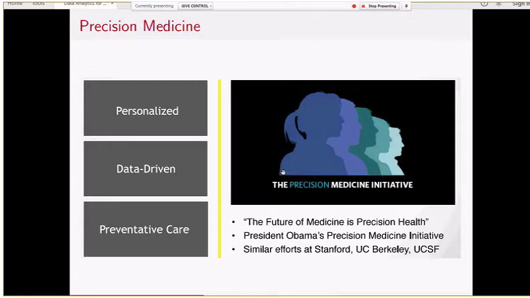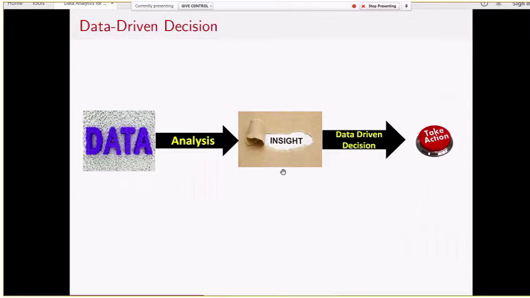That's why one of the important trending directions now in the healthcare domain is what's called precision medicine, where we have personalized, data-driven preventive care for people using the availability of genomic data and big data analytics techniques. We can now make a personalized treatment plan for every patient. Data-driven decision making is a key player here. We need the raw data, we analyze it to reach insights, and based on these insights we take action. These actions are mainly data-driven decisions, based on the analysis of the data.